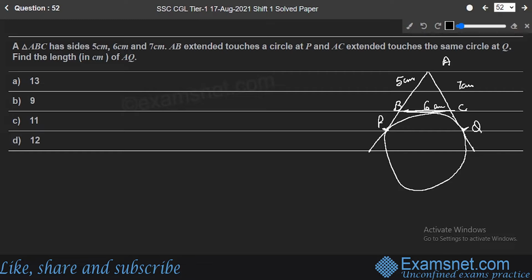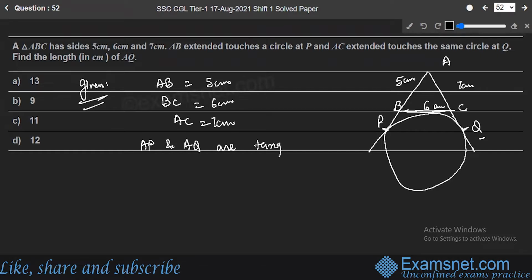AB extended touches the circle at P and AC extended touches the circle at Q. We have to find out the length of AQ. So let's write down the things which are given first. What is given? AB is equal to 5 centimeter, BC is equal to 6, and AC is equal to 7 centimeters. All right. And now you have to find out AQ. AP and AQ are tangents to the same circle from an external point, from point A.